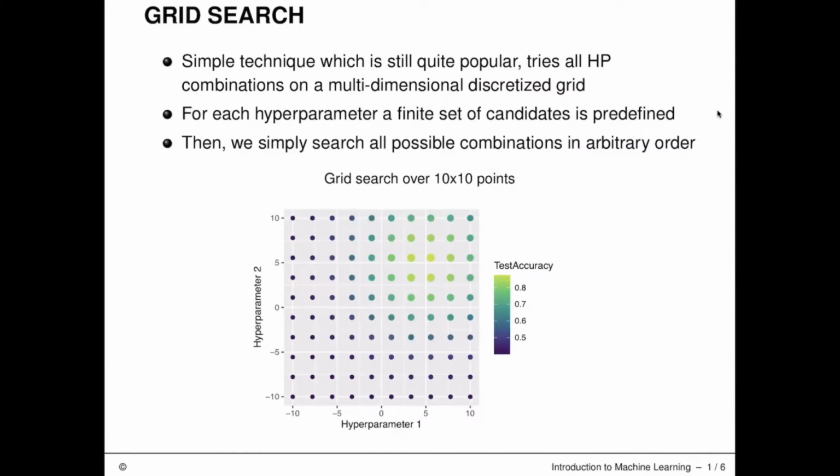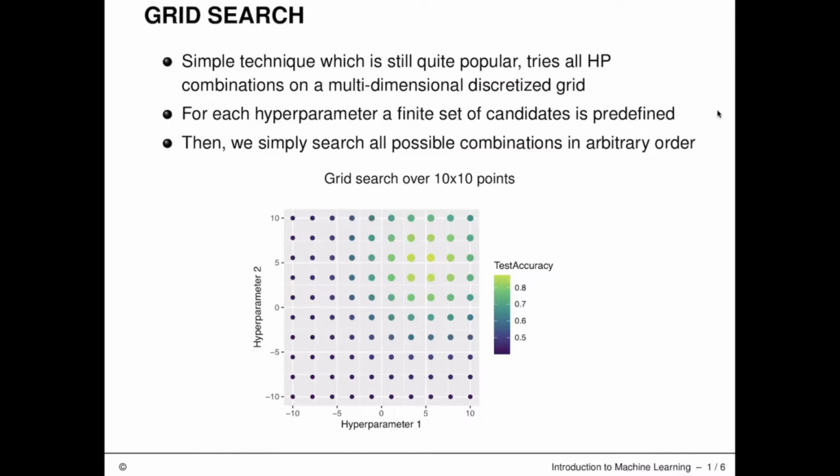Grid search is a rather simple technique, which is nevertheless still quite popular. It tries all hyperparameter combinations on a multidimensional discretized grid. So this means for each hyperparameter, a finite set of candidates is predefined, and then we simply search all possible combinations in an arbitrary order.